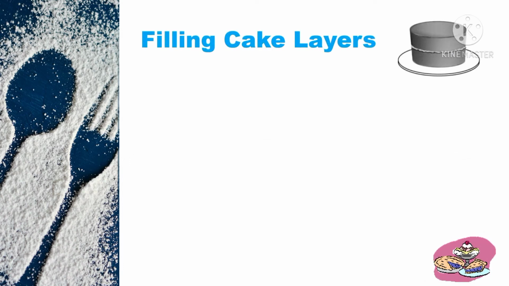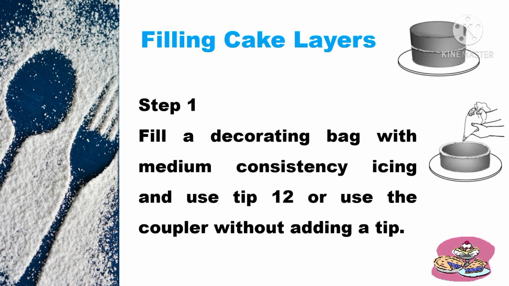Filling cake layers. For a classic round or rectangular cake, you may want to put two layers together, joined with your favorite filling. This adds height and drama to your design, and it's easy to do. We have here some steps. Step 1.